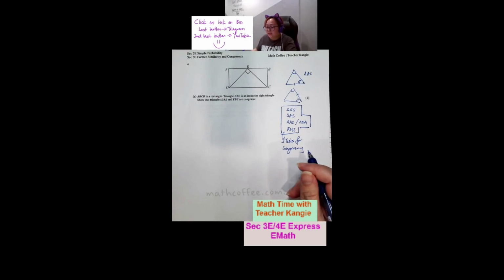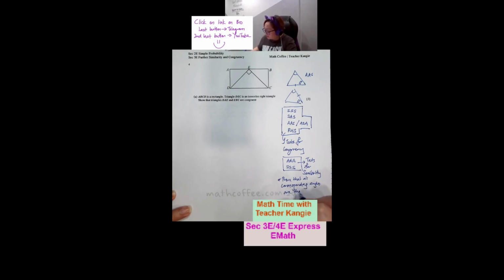And for similarity, very easy. Similarity is AAA or SSS. These are the tests for similarity. You have to prove that all corresponding angles are the same. This one is for AAA.